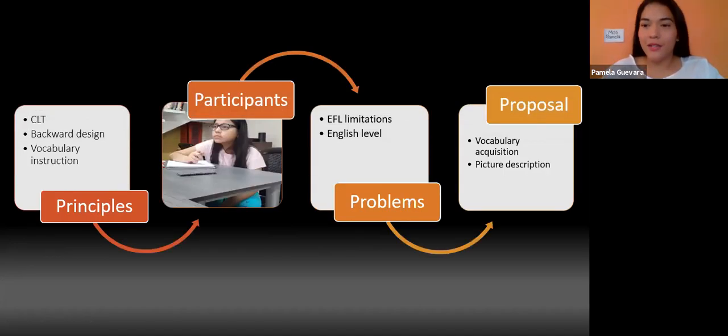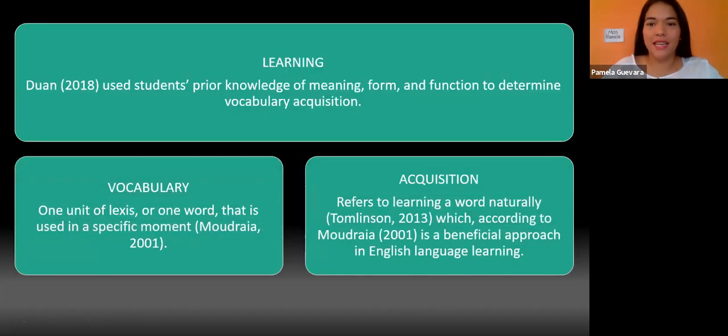The study included this information: principles, participants, problems, and finally, the proposal. We're going to start with the principles. As English teachers, it is important that we consider guidelines in our English teaching experience.